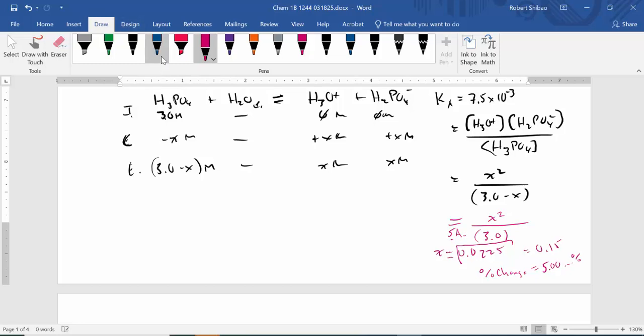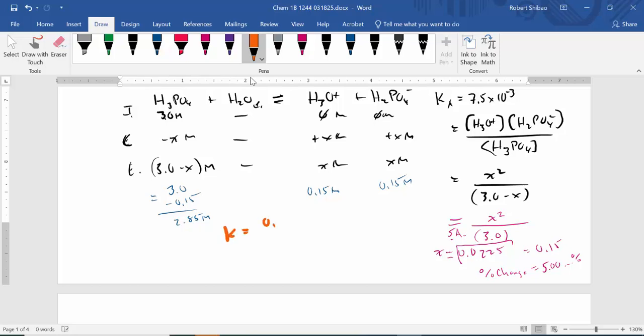Well, how does that translate? Let's see what happens here. So this is pretty simple. This is just going to be 3.0 minus 0.15, which is going to give me 2.85 molar. And then I'm going to get 0.15 molar here, and then 0.15 molar here. And then one thing I can do after I get the equilibrium concentrations, what should I do next? Yeah, I'm going to plug them back in to check my K value.